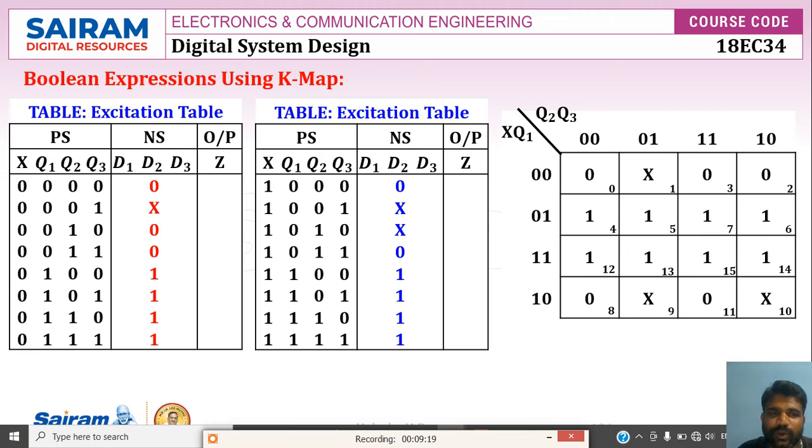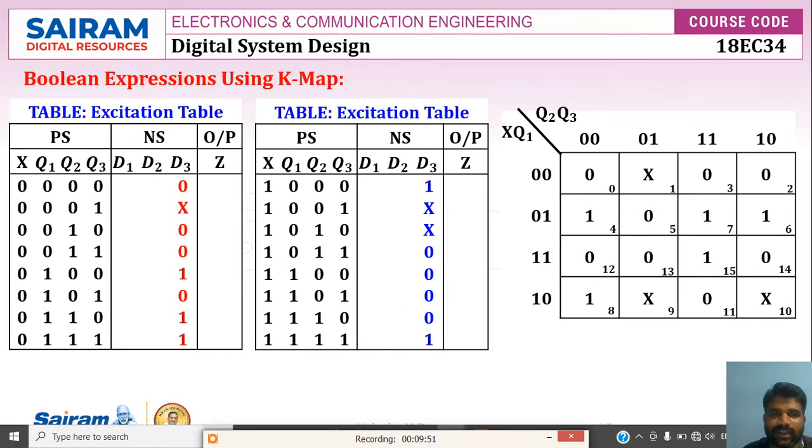Similarly, retain the D2 column and do the entries. First 4 entries 0 don't care 0 0. Next 4 entries, 4 ones. Next 4 entries 0 don't care 0, and next 4 ones. Again here one octant is possible, and the common variable is Q1. So the expression for D2 is Q1.